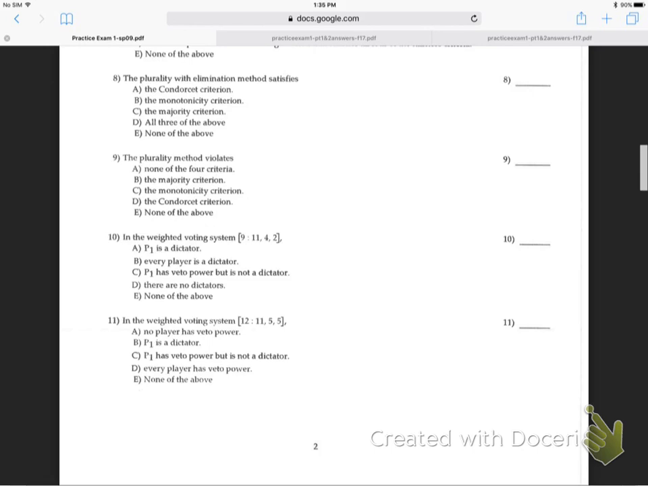Plurality with elimination. Where is it? Plurality with elimination. So I'm looking at the third box. Weaknesses. Violates monotonicity and condorcet. You see it on there? Right? So plurality with elimination from that handout. Everybody got this handout, right? It says it violates, because you don't need to memorize these, violates monotonicity and condorcet.